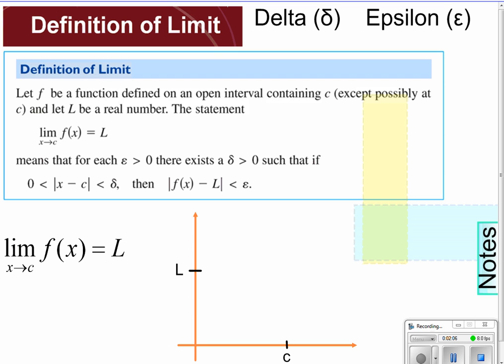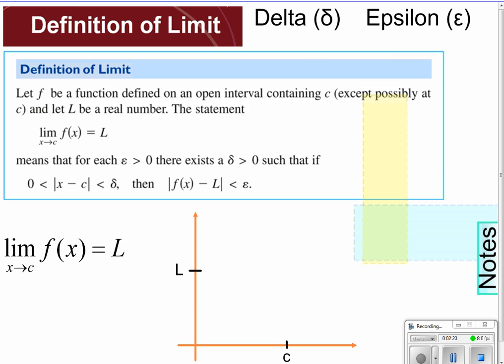What we want to do with this definition is define what epsilon value could be or what delta value could be. I want you to be able to tell me, how close do I have to be to c in order to come out to this limit L? And that's kind of what we're after.